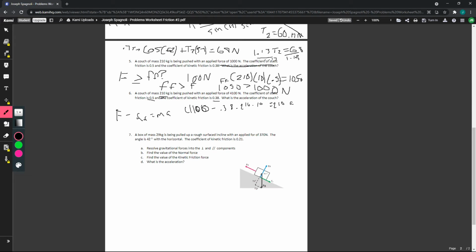which gives us 3,302 newtons is equal to 210A, divide both sides by 210, and we get acceleration is equal to 15.7 meters per second squared.